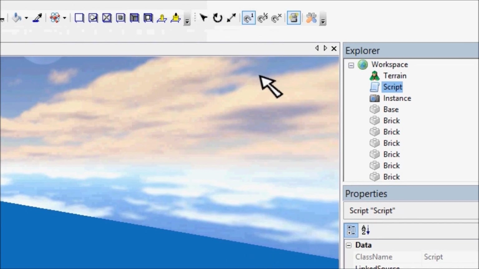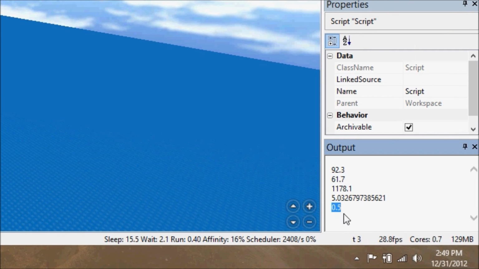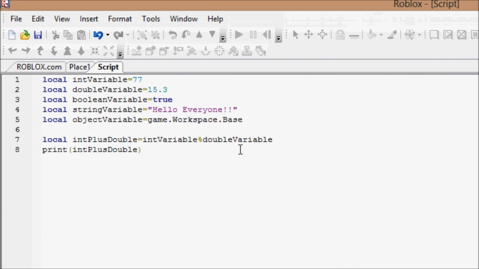So, reset to play. 0.5 is left once we divide it. Now, a lot of the times, when you use percent, it will come out a whole number. But for even numbers, or for odd numbers, it usually will come out a decimal place, such as 0.5. It, of course, depends on the numbers. Now, there's a couple more.